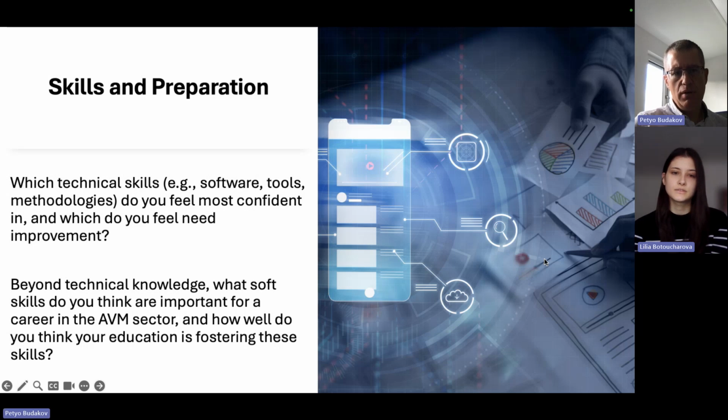Yeah, and furthermore, are there any specific soft skills you think will be important for mastering a career in the audiovisual media sector? Of course, I think there are a lot of soft skills that are important. Now I can think of communication, collaboration, problem-solving skills, project management skills, adaptability, creativity, and probably there are so many more.